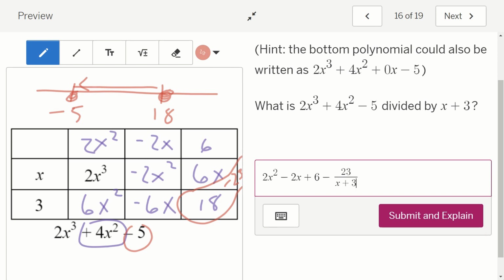And you can either do minus 23 over x plus 3, or you could do plus and then put the negative up in the numerator. Either one of those is totally fine. But that is how I want you to type your answer, okay? When you are writing answers for me, it's going to be a little bit different on the next slide. So submit and explain.